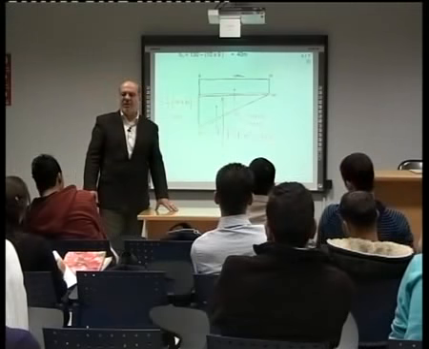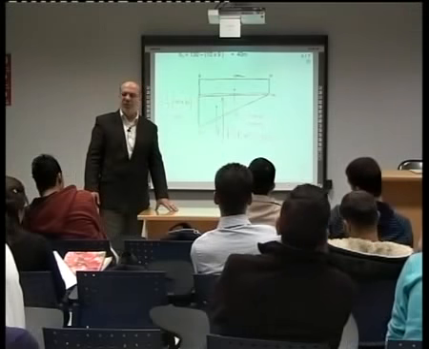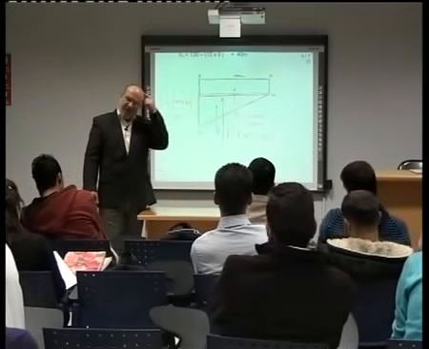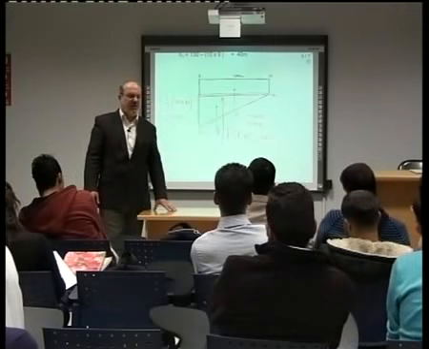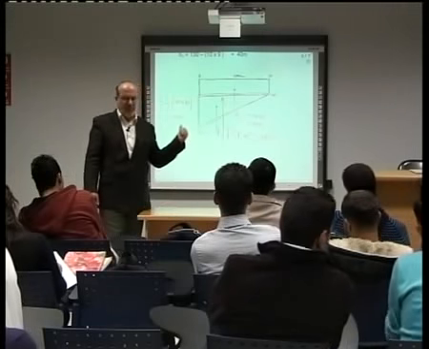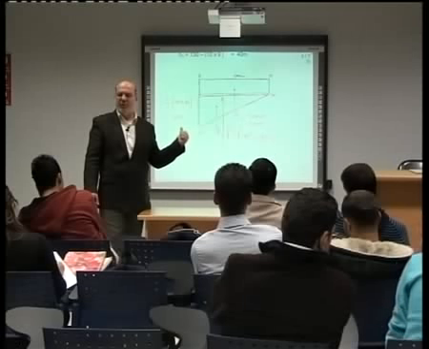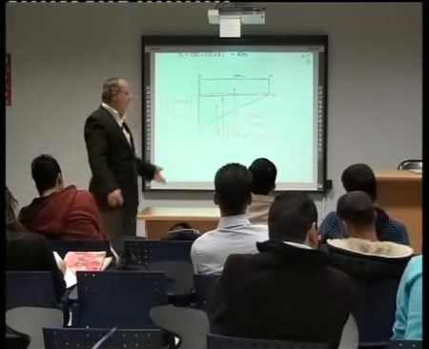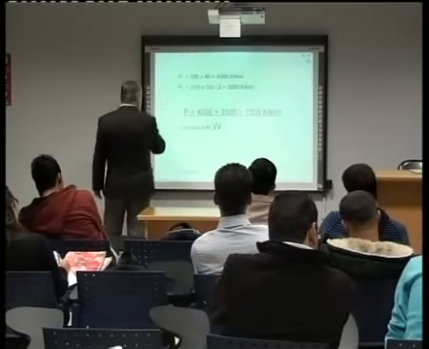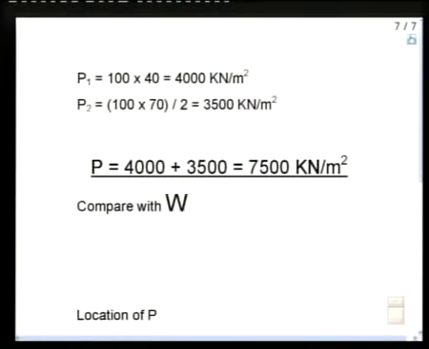So I can ask you a question in the exam: is it safe or not? If I give you W, can you determine if it is safe or not? So what you have to do is calculate P, compare P with W, and then find if it is safe or not. That's what we did here. You see? P1 is 100 by 40. P2 is 100 by 70 divided by 2. P total is compared with W.